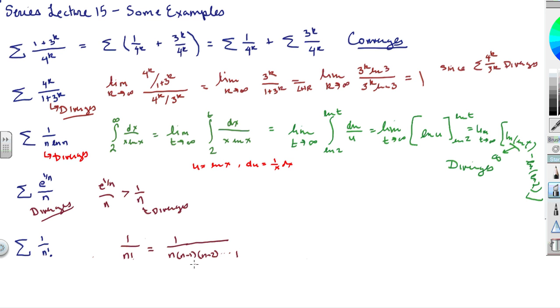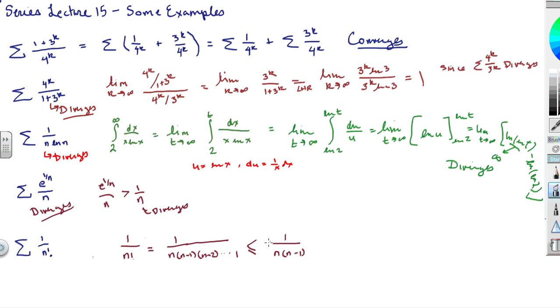So these are all bigger than 1. When I multiply things by bigger numbers, I'm just getting bigger numbers. So this is all going to be less than 1 over n times n minus 1, less than or equal to, as long as n is bigger than 2. So as long as you're going from 2 on, we've got this less than that. And we really only care starting some finite place out. That's all that matters. So I'm going to compare it to this thing.